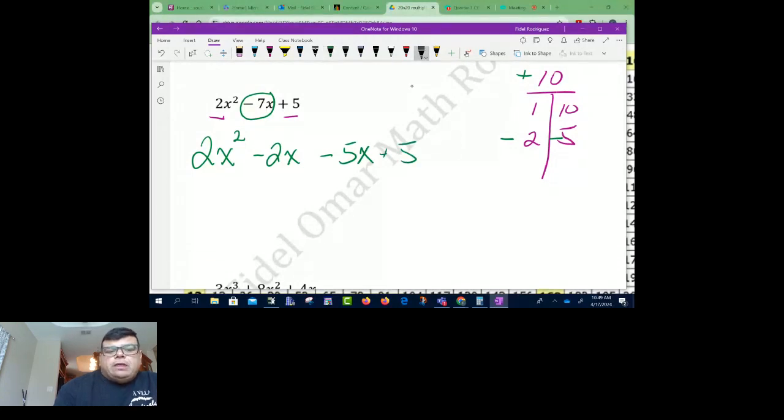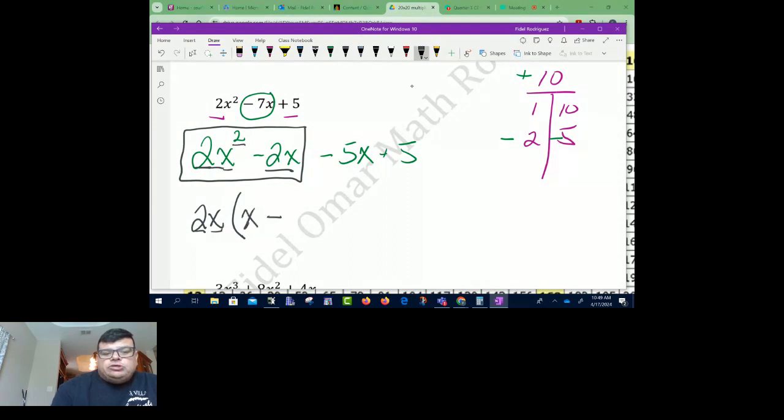So right here, what can we take out of both? Hey, they both have a 2 and an x, right? So if I take out the 2 here, we had 2 x's, we took away one of them, we still have an x. 2 goes into 2 one time, okay? And then over here, y'all, I see a negative.